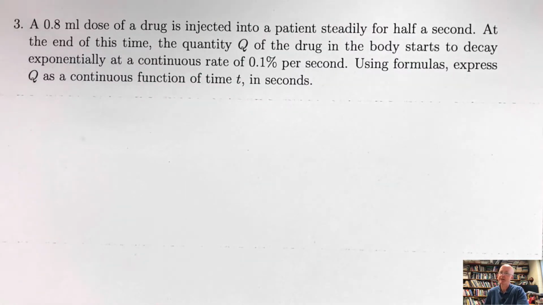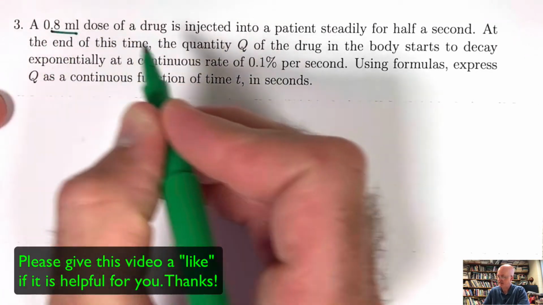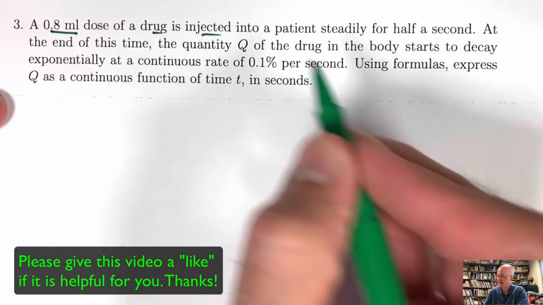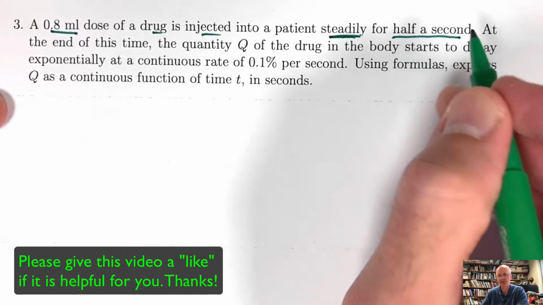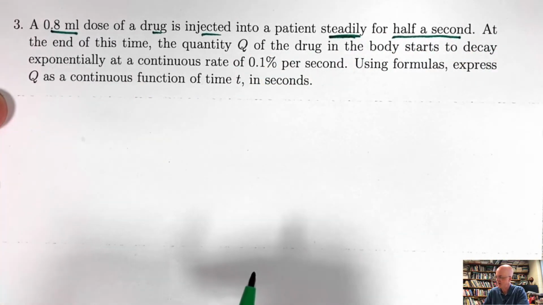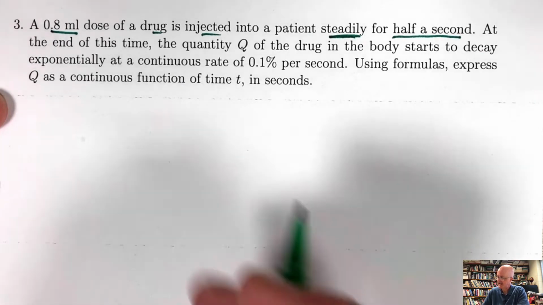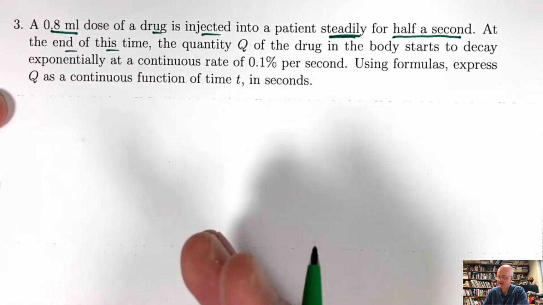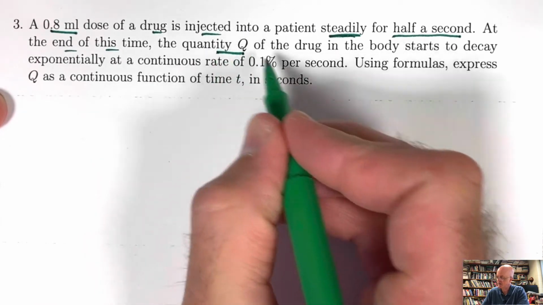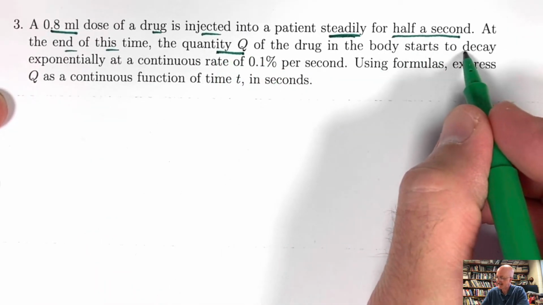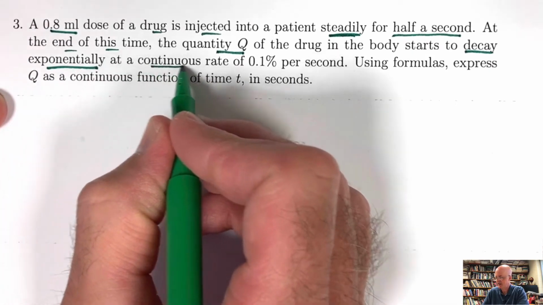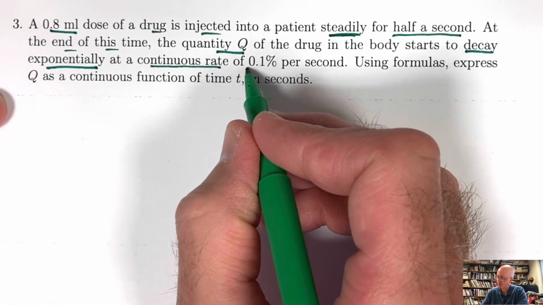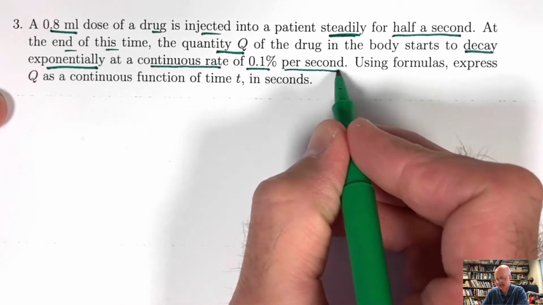Problem number 3 is about continuity in an applied problem. A 0.8 milliliter dose of a drug is injected into a patient steadily for half a second. So it's like they're getting injected with a needle here. At the end of this time, that half second, the quantity Q of the drug in the body starts to decay exponentially at what's called a continuous rate of 0.1% per second.